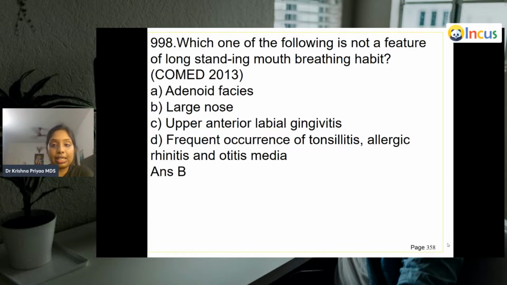Adenoid facies, yeah, it makes sense because the adenoid is increased in mouth breathing patients, and it may also lead to upper anterior labial gingivitis. Since they are constantly exposed to air, there may be labial gingivitis occurring in these patients, and frequent occurrence of tonsillitis, allergic rhinitis and otitis media. Constant opening of the mouth allows the air to pass through them. They won't go through the nose, which has some ability to filter the air. So since it goes through the mouth, they have no ability to filter the air, and thereby the tonsil easily gets infected. Even the ear is associated with it and gets easily infected. So all these conditions are directly associated with mouth breathing, except large nose.